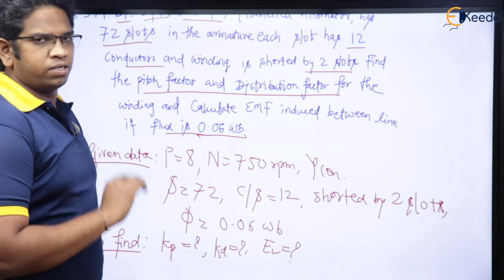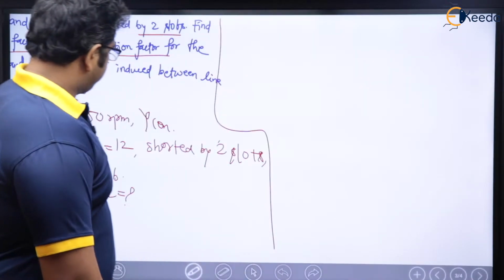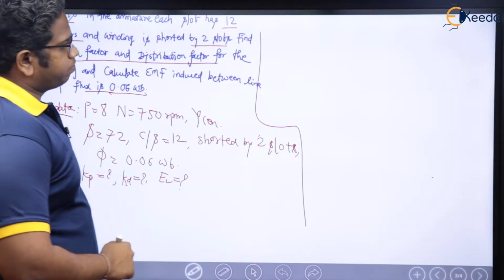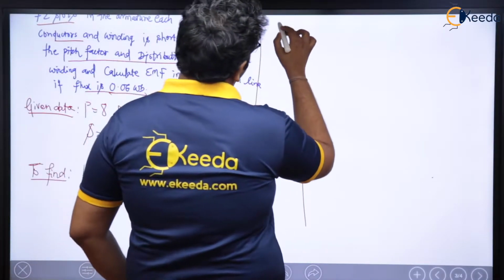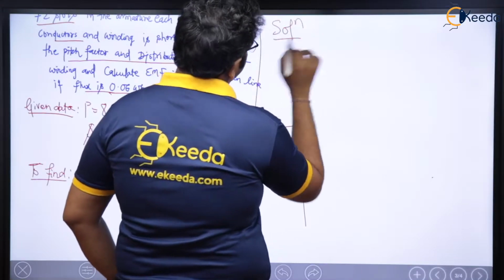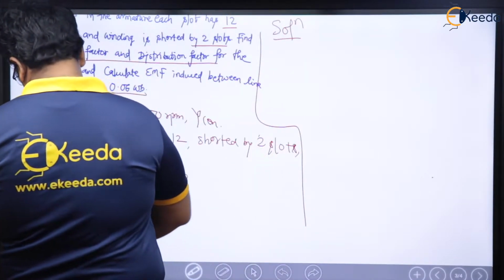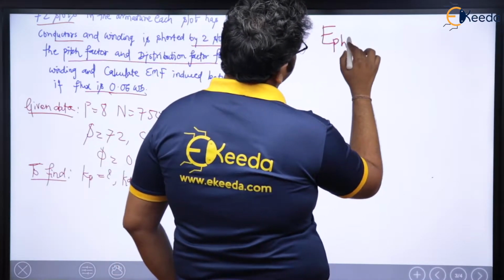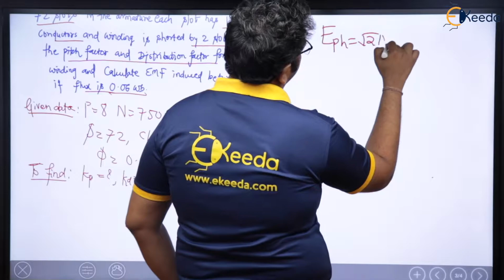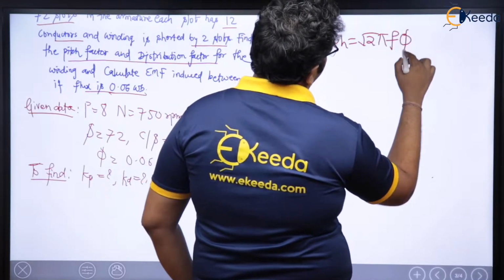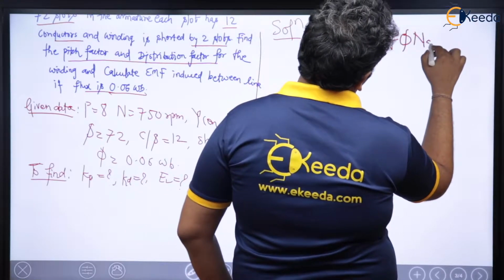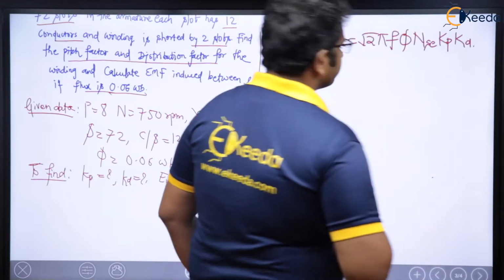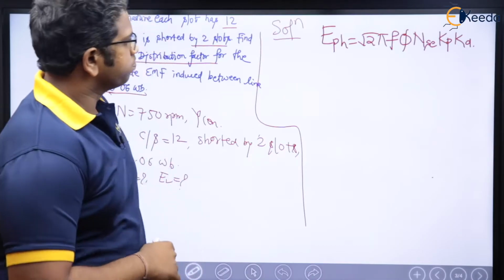So let us solve this. This is a very, very simple question. Now we have this given data written, right? Poles are 8, 750 RPM and all. Let us think of the solution. See here, we know that E phase is going to be root 2 pi f phi average N series KP KD, right? This is the formula.